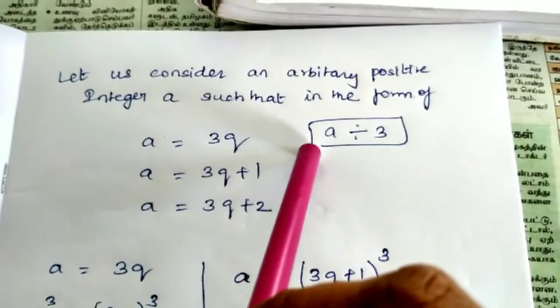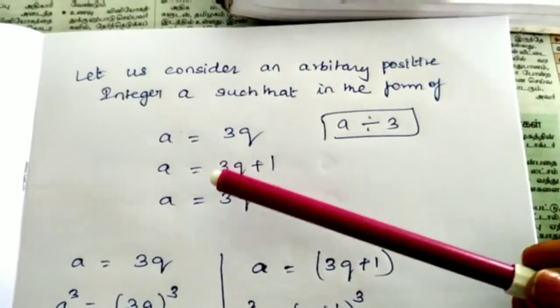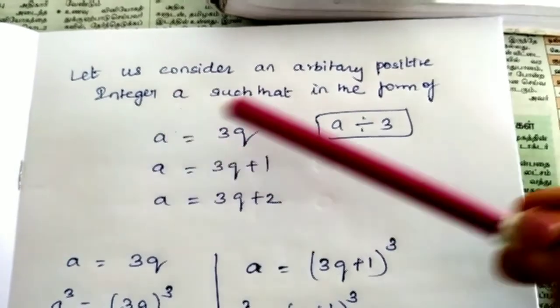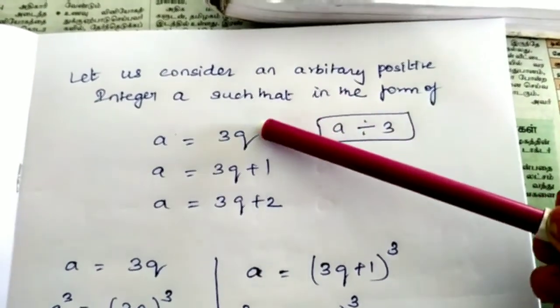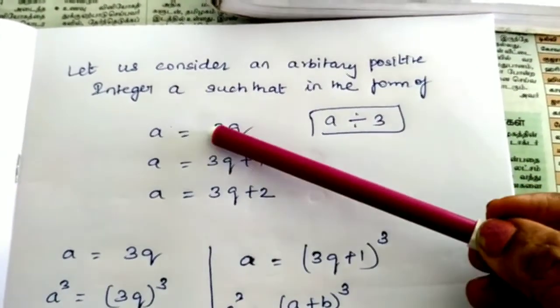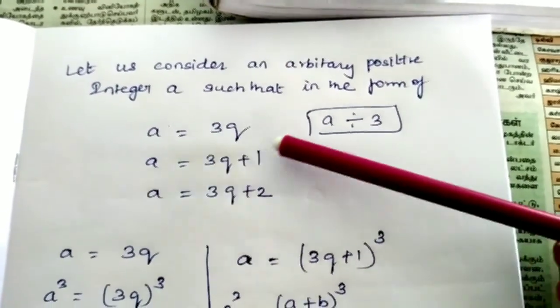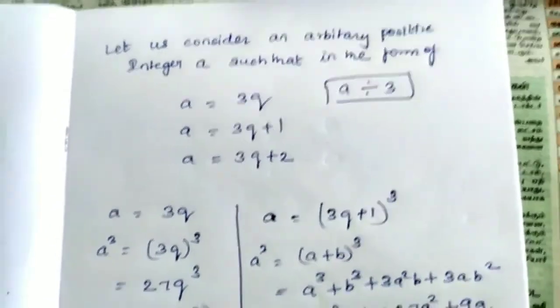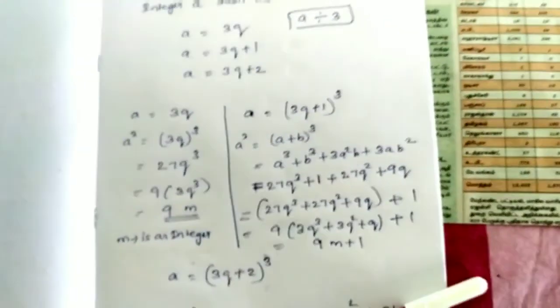3q plus 0, remainder is 0. Or it may be 3q plus 1. Or it may be 3q plus 2. When a number is divided by 3, there are only 3 possibilities: 3q, 3q plus 1 or 3q plus 2, where q is an integer. Now using this, I am going to prove for cube.